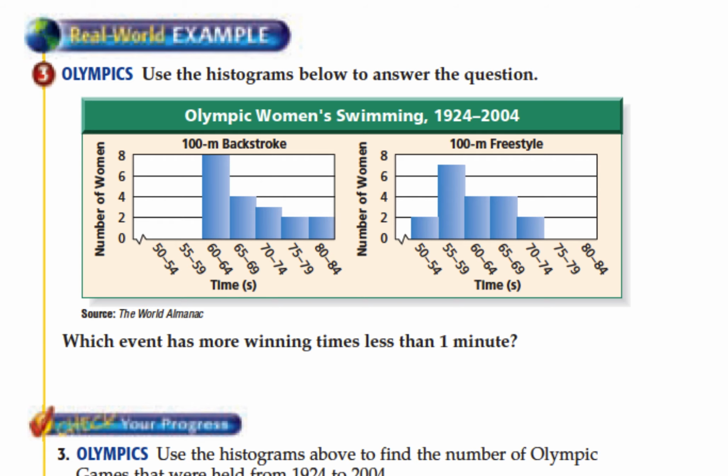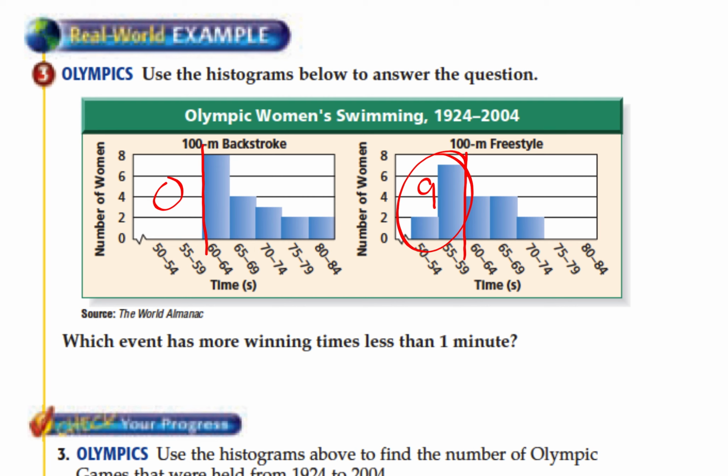Okay, use the histogram to answer a question. Which event has more winning times less than a minute? Oh, so this is Olympic women's swimming from 1924 to 2004. And we've got the 100-meter backstroke versus the 100-meter freestyle. And if we look for the 60-minute, this is the 1-minute cutoff right here at 60. Freestyle has, what is that, 2 and 7? That's 9 times that the record was less than a minute.